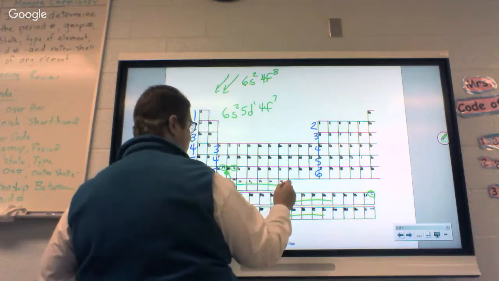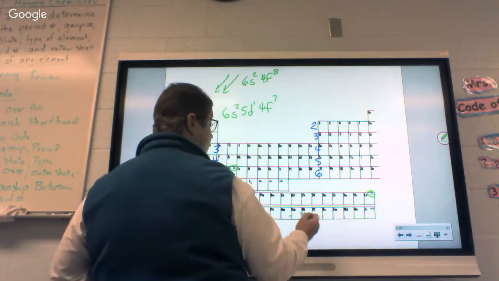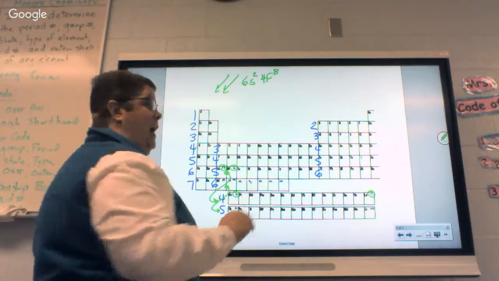So those of you who are shaking your head going, I'm just going to use that orbital overlap chart, it won't work for down there. It'll work for anything else, but not that. Okay? Everybody with me on that?